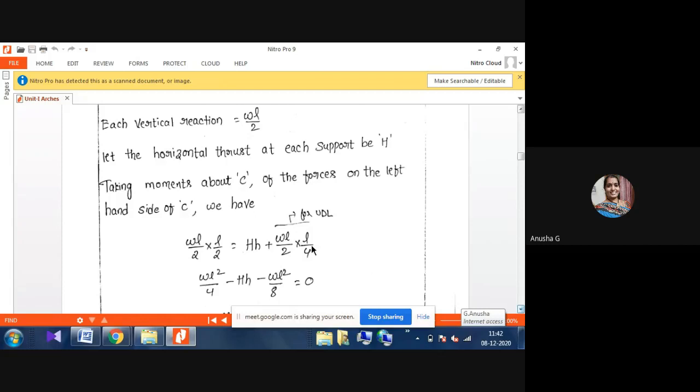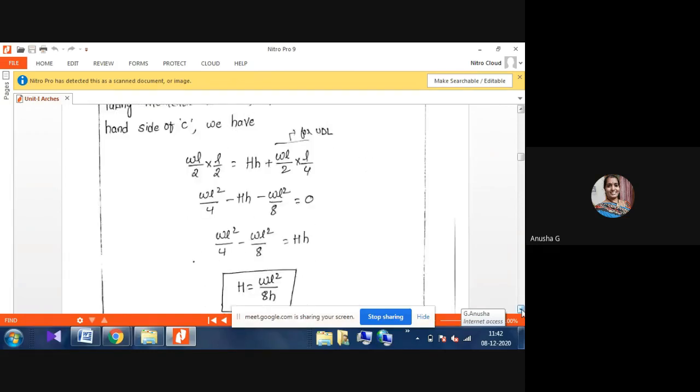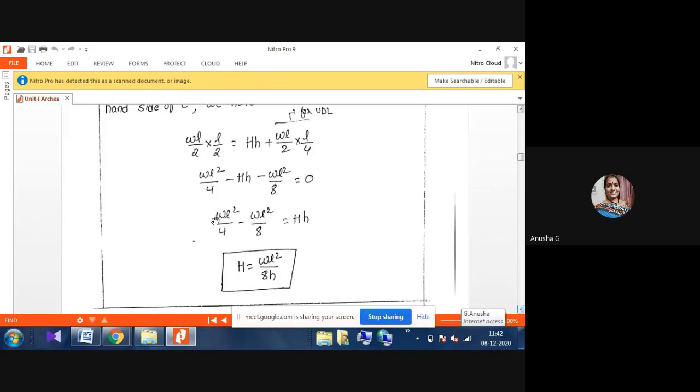Why are you taking L by 2 into L by 4? Actually we take W into L into L by 2. Similarly here also we are considering W into L by 2 as our total distance up to the crown into half of the distance, that is L by 4. Then W into L square by 4 minus H into h, I am equating all to 0. W into L square by 4 minus H into h minus WL square by 8 equals 0. Then WL square by 4 minus WL square by 8 equals H into h.